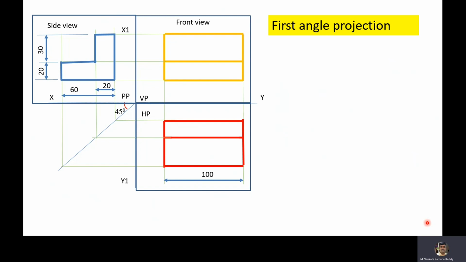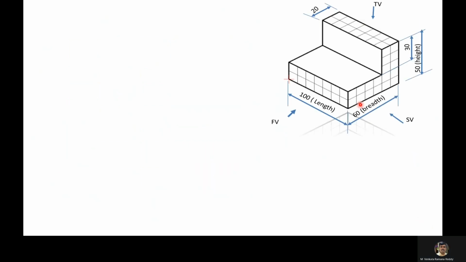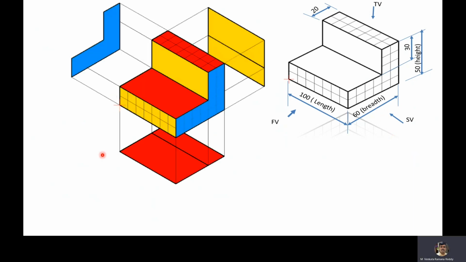Now we'll see the brief overview of the conversion of pictorial views into orthographic projections for the given pictorial view. This is the given pictorial view. This is the direction of the front view and this is the direction of the top view and this is the direction of the side view. Here, this arrow indicates the direction of front view.